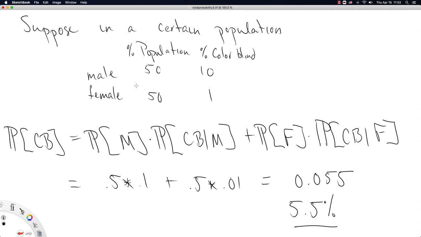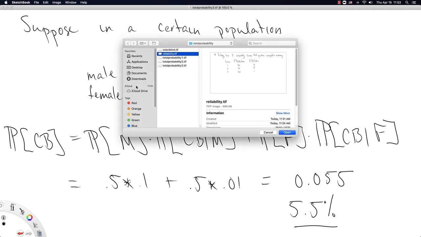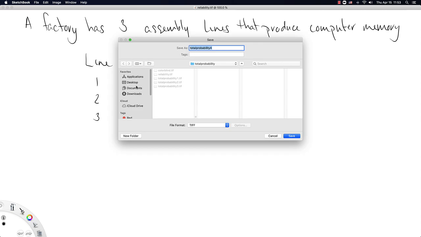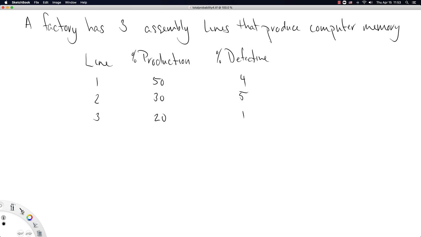I think this starts to show the generality of the law of total probability. But just to expand our thinking, the next example is about a completely different world. Now here we are imagining that a factory has three assembly lines that produce computer memory. So if we don't really know anything about assembly lines or computer memory, you can just imagine there is one factory with three individuals, and the individuals are producing parts for a computer. So line 1, 2, and 3 make up 50, 30, and 20% of the total production from the factory. Now, not all computer parts, memory especially, come out of the factory fully functional.